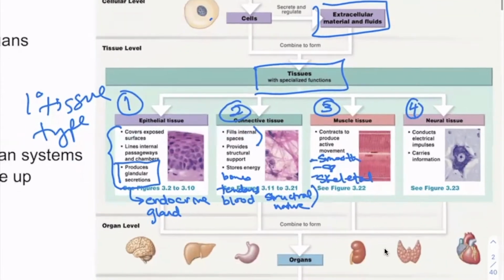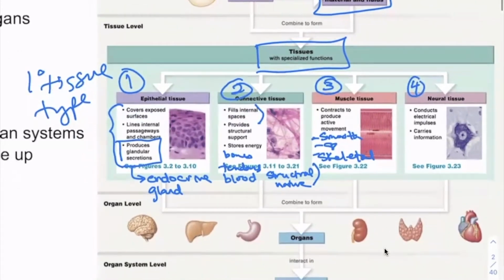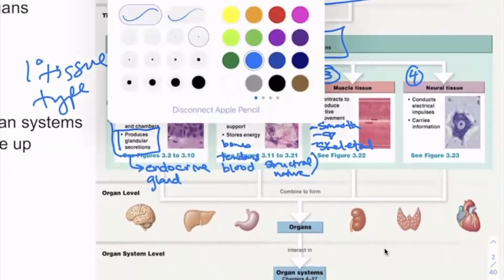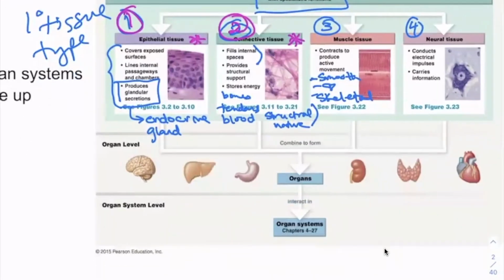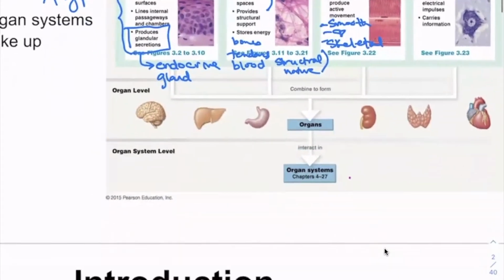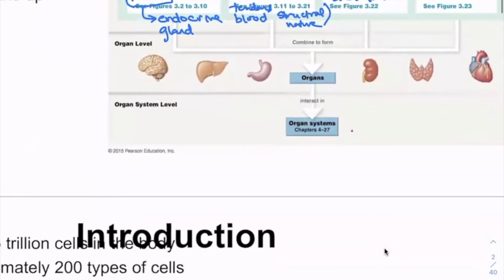In this chapter, in chapter 3, we are really only focusing on 1 and 2. Okay, so we're focusing on epithelial tissue and connective tissue. We will talk about muscle tissue when we talk about skeletal muscles and muscles in general, and we'll talk about neural tissue when we talk about the nervous system. Now, these tissues will combine to form organs, and then again, organ systems are more than one organ. So we start going through those organ systems when we start talking about the integumentary system and so forth.